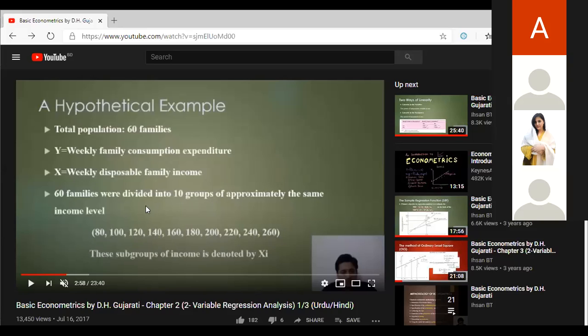So these are the income groups from 80, 100, 120 up to 260. 10 income groups. And how many families are there? 60 families.